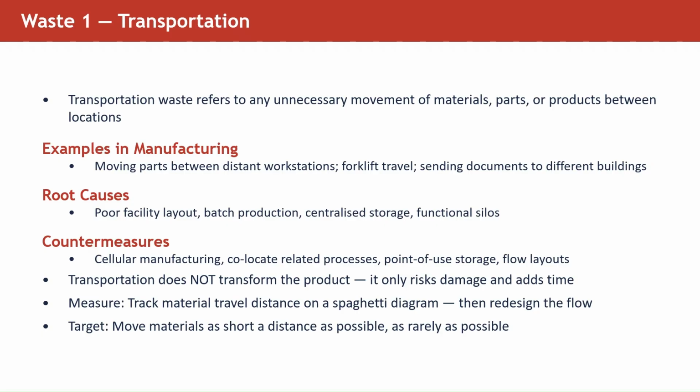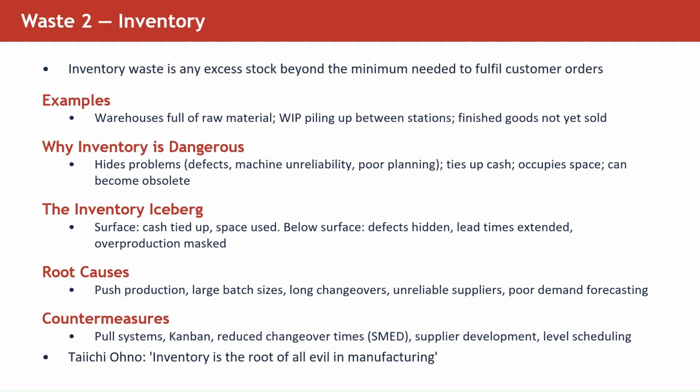The first waste we discussed was transportation; the second waste is inventory. This one is very tricky because conventional manufacturing wisdom says that inventory is a good thing: safety stock, buffer stock, just in case stock. Lean says inventory is the enemy.